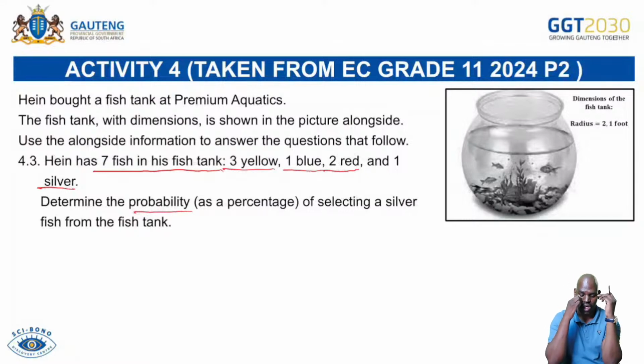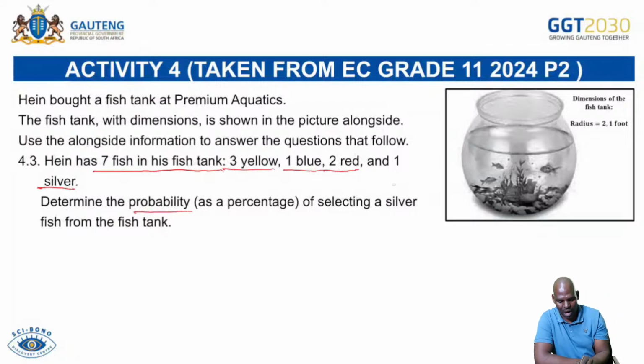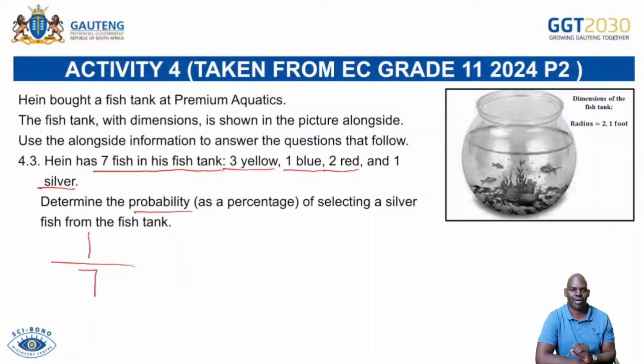Now, in order to determine the probability, we must have a fraction. We must have the number of silver fish. How many silver fish are there? We've got only one. So it's 1 over the total number of fish. The total number of fish is 7, so we've got 1 over 7. This is a fraction. If the examiner had said determine the probability as a fraction, we would leave it like this. If the examiner had said as a decimal fraction, we're going to say 1 divided by 7, then we get the answer.